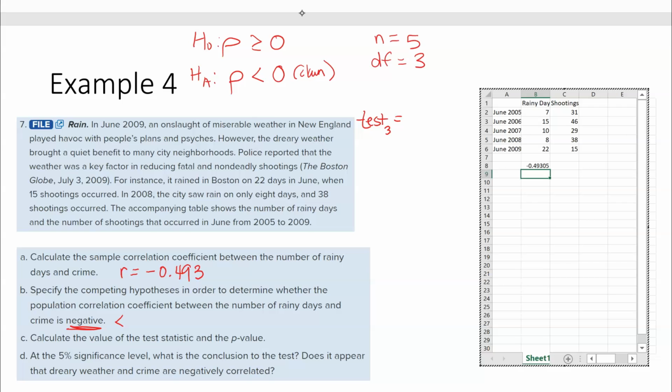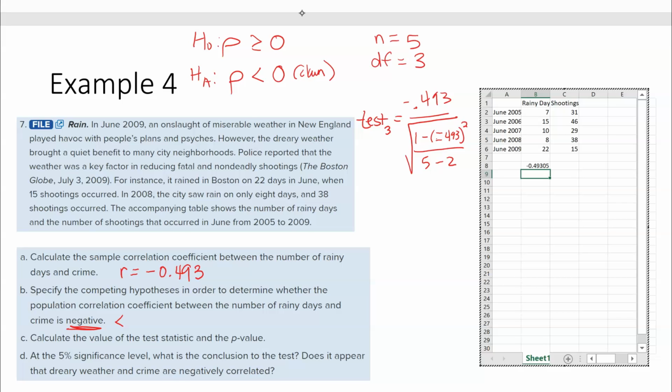So our test statistic here is equal to our R value over the square root of 1 minus our R value squared, over 5 minus 2. So when we type that into our calculator, 1 minus, and make sure you use parentheses for that negative 0.493. Otherwise, when you square it, it's not going to give you what you want. You should get, when you square that, 0.756951. I'm not going to round it. I'm just going to divide by 3, and then I'm not going to round it. I'm just going to square root it.